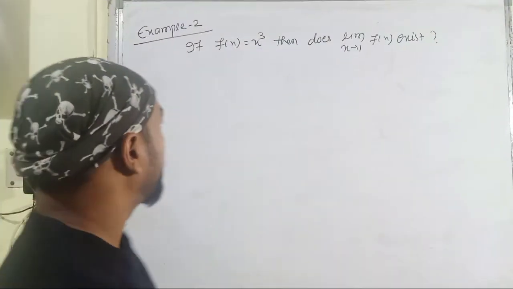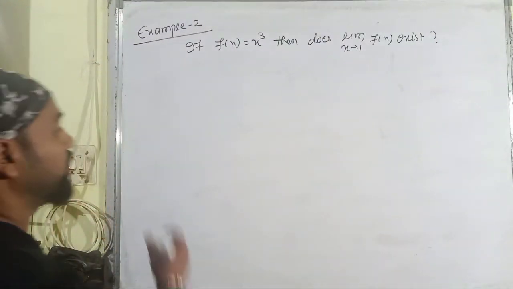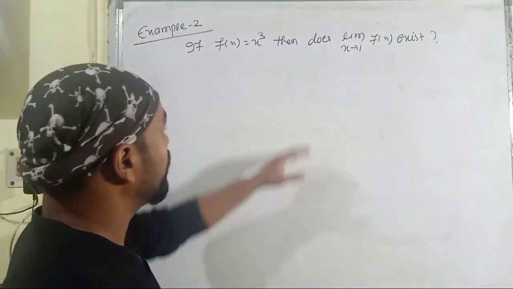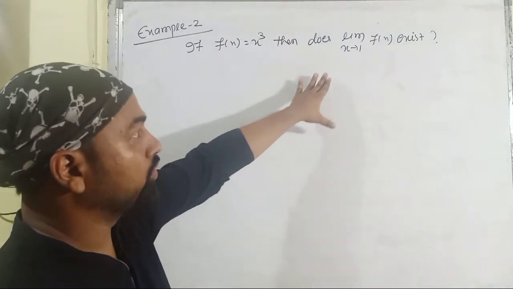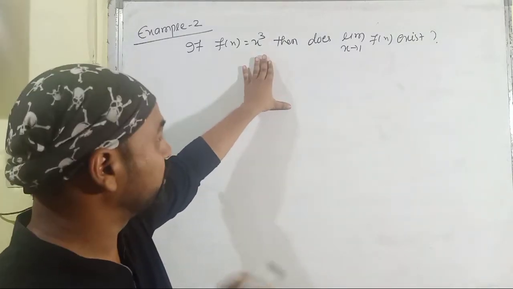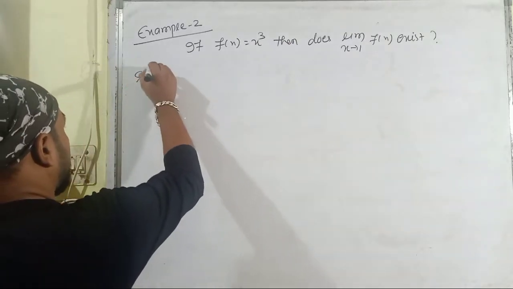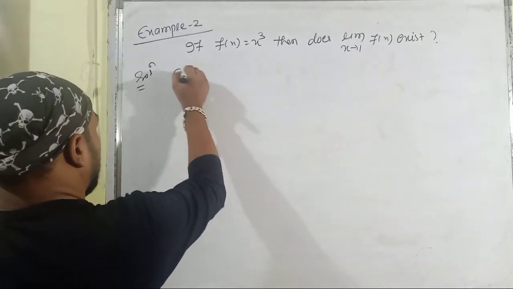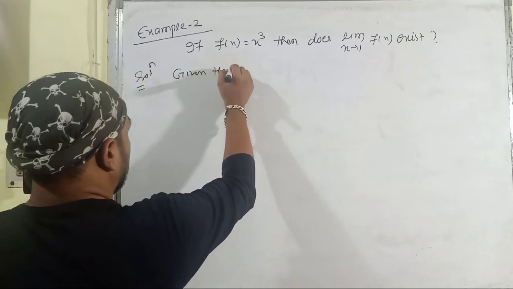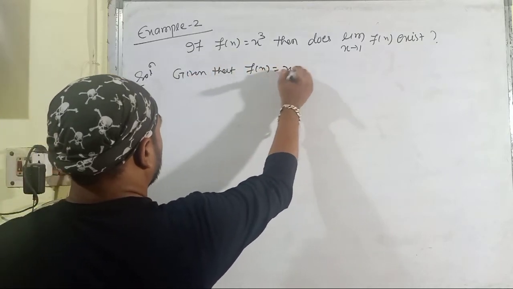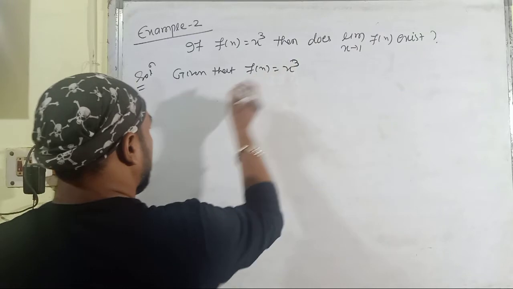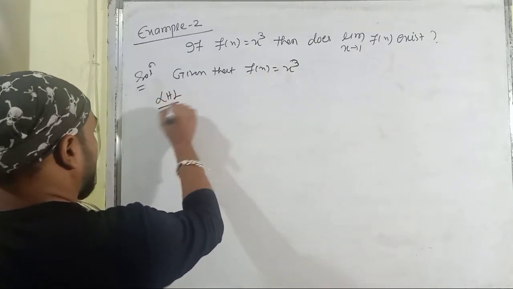So here is the next problem, and the function is given by f of x equal to x cube, and we have to test the existence of the limit of the given function f of x equal to x cube at the point x is equal to 1. So here is the solution. Given that f of x is equal to x cube, first of all we have to go through the left hand limit and then the right hand limit.